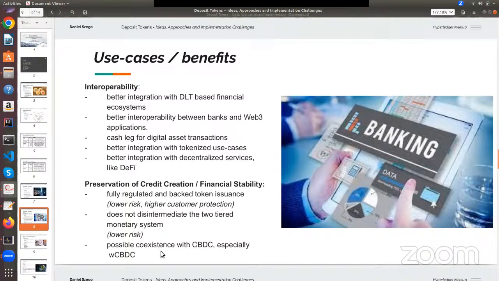Last but not least, there might even be possible coexistence with CBDCs, especially with wholesale CBDCs. Deposit token is clearly a retail use case. So a retail deposit token and a retail CBDC might compete with each other. But if we think of a wholesale CBDC and deposit token combination, that might actually work.